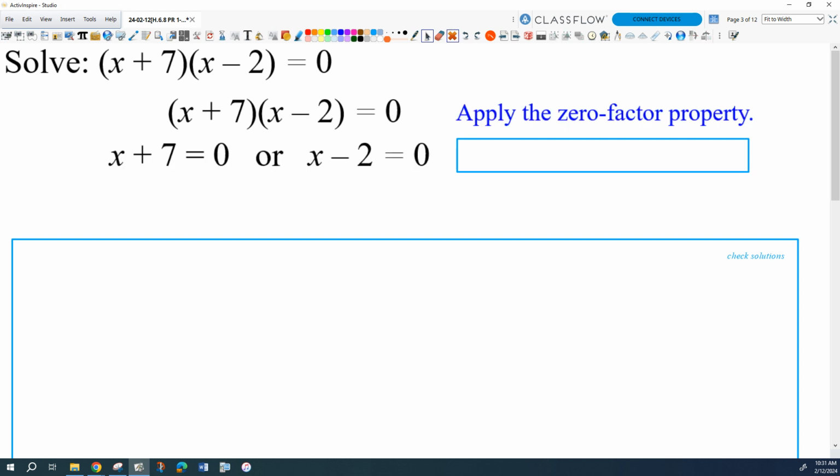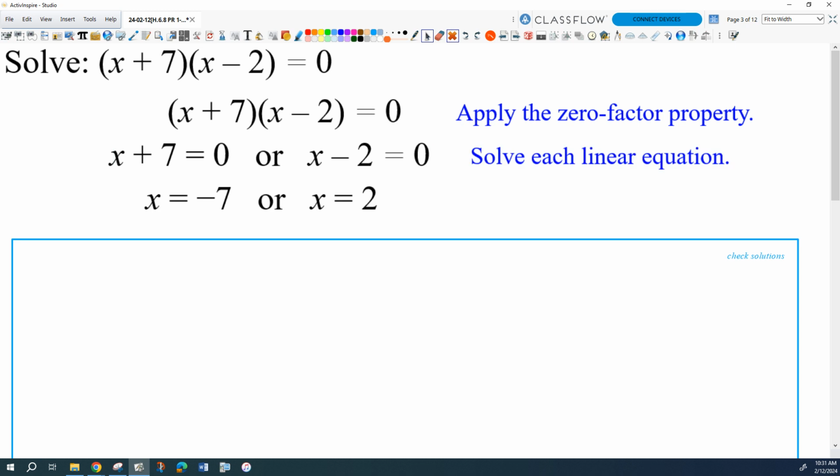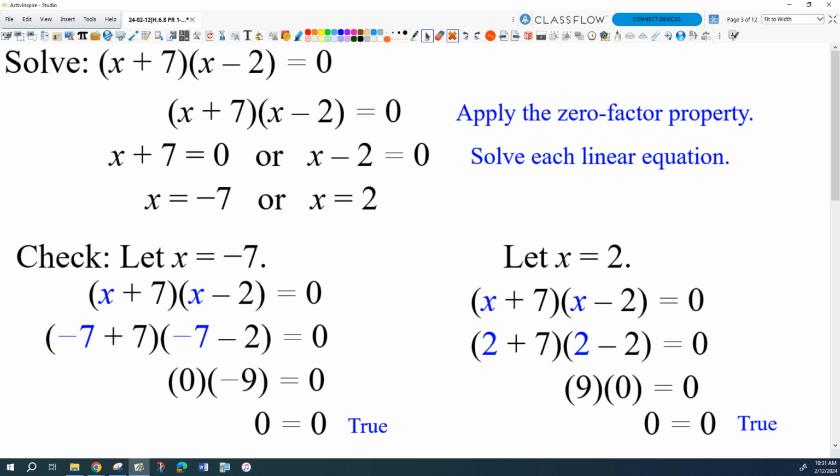Right? And we know that either the first factor equals 0 or the second factor equals 0. You probably don't even have to write this step down. You can just jump right to the answer. We know that either x equals -7 or x equals 2.